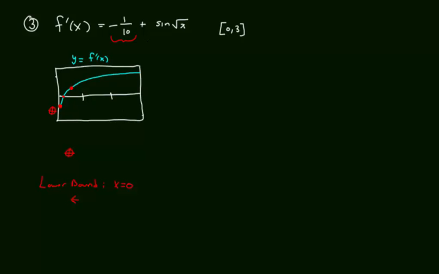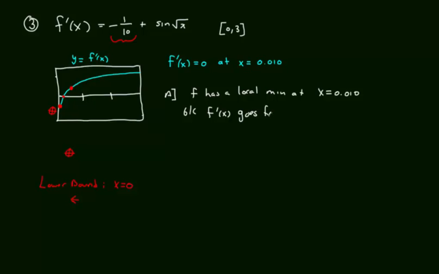Let's not forget that this is a picture of the derivative, like it has been in the other 2 examples. And when you find that 0, let's just say that f prime of x equals 0 at x equals 0.010. That's correct to 3 decimal places. Now we're going to say here for part A, what does it want? Local minimums. F has a local minimum at x equals 0.010 because f prime of x goes from negative to positive at x equals 0.010.